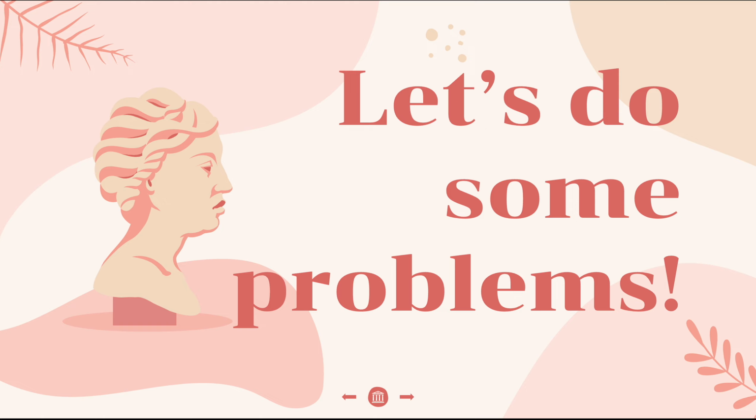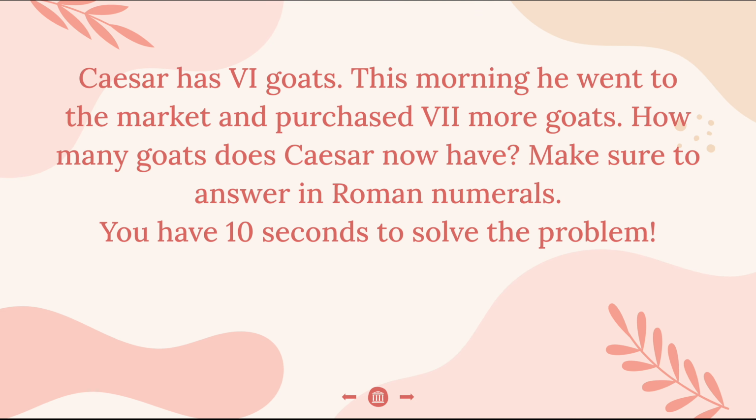Okay, now that we have learned about the history of the system, the basics of the structure, and the disadvantages and advantages, let's do some problems using Roman numerals. Caesar has 6 goats. This morning he went to the market and purchased 7 more goats. How many goats does Caesar now have? Make sure to answer in Roman numerals. You have 10 seconds to solve the problem.